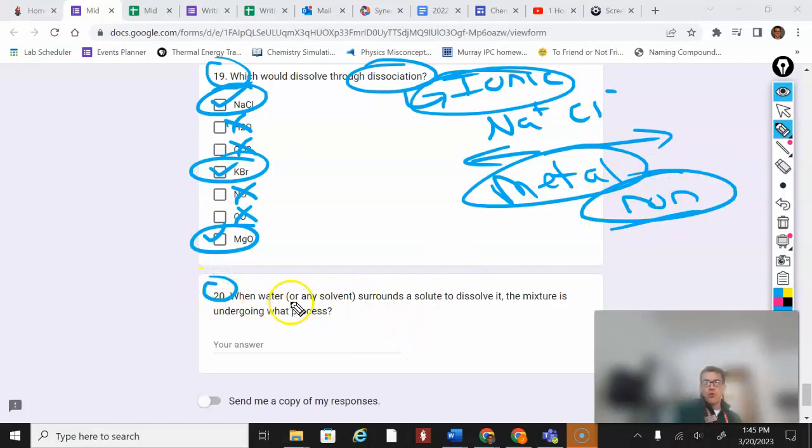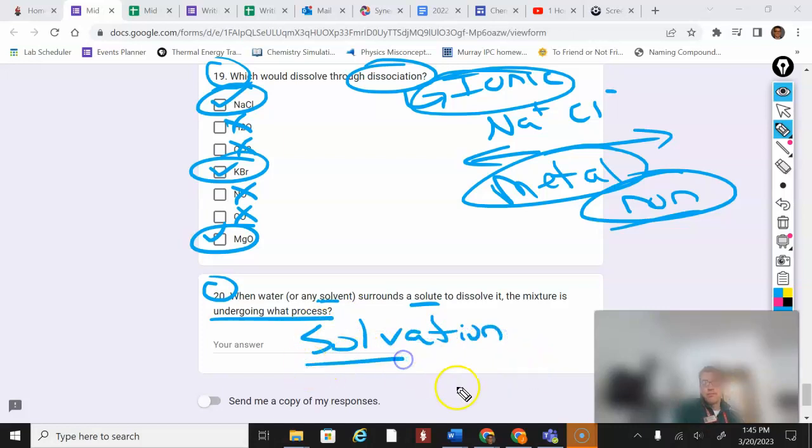And finally, number 20, when water or any solvent surrounds the solute to dissolve it, the mixture is undergoing what process? Use these first four letters to help you remember that. So what a solvent does, use those first four letters, SOLV. The process is called solvation. When we see this term, this can happen with covalent or ionic substances because this is actually referring to the water or the solvent and not to the substance that is being dissolved. So water basically acts similar to one another no matter what it's doing with that.